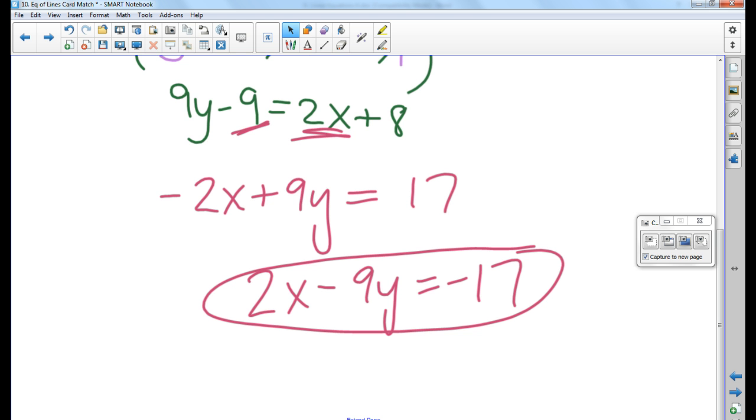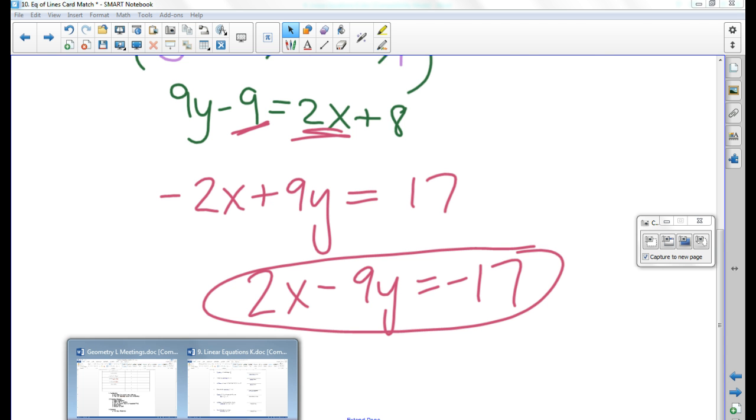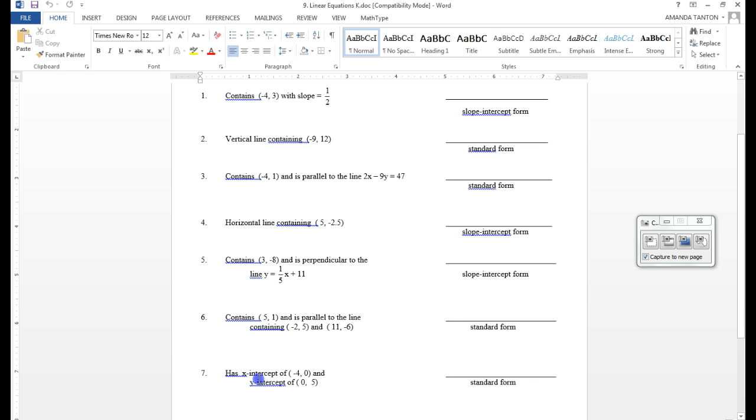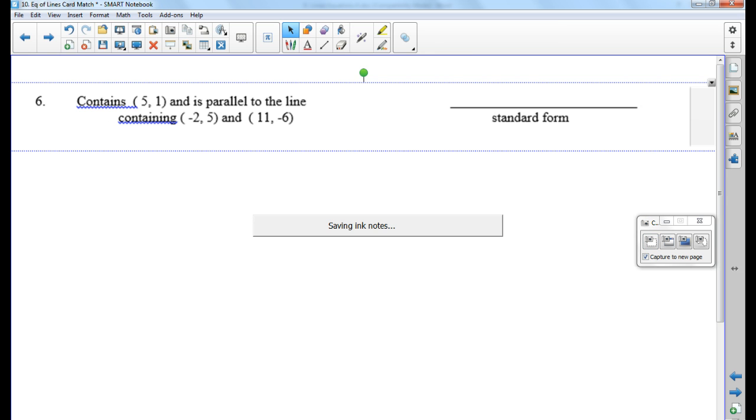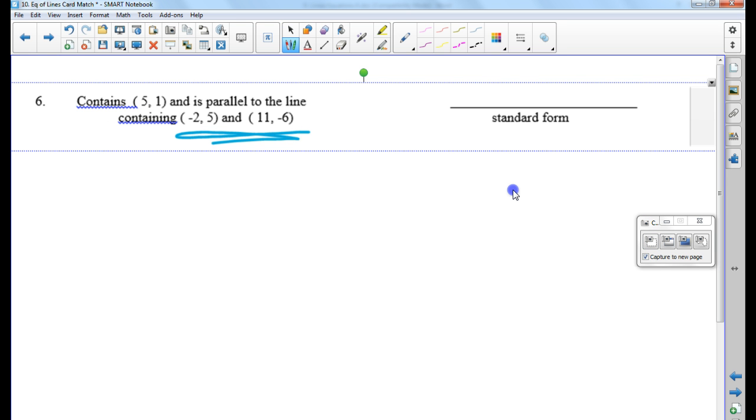Next one. Equally as ugly as this one. Number 6. Here we go. If we can do these, we can do anything. All right. Number 6, we need to be parallel to this line. So what do you think we should do? Find the slope. Everyone do it. If you haven't done it yet, find the slope.